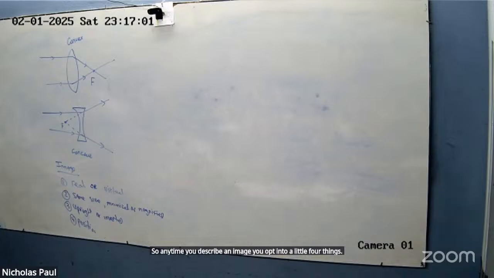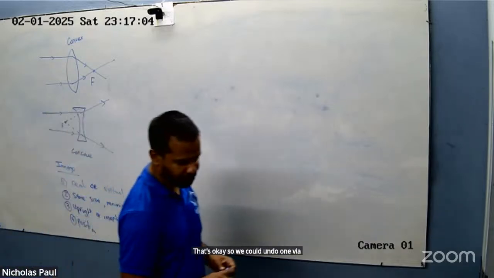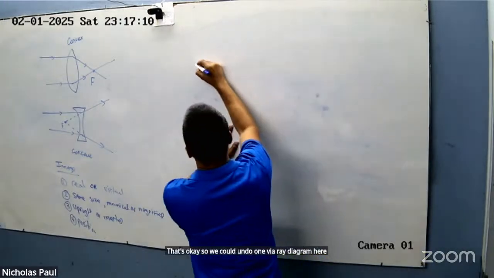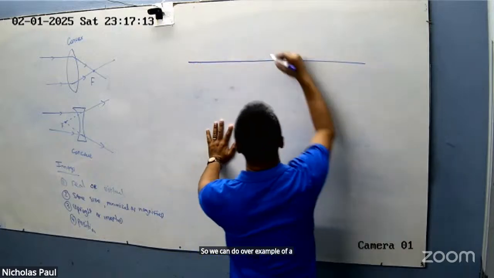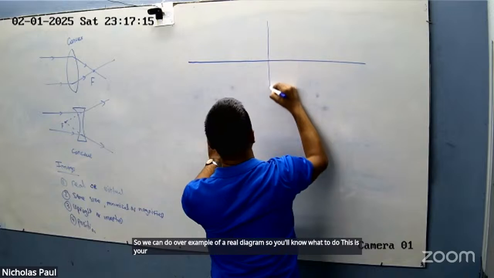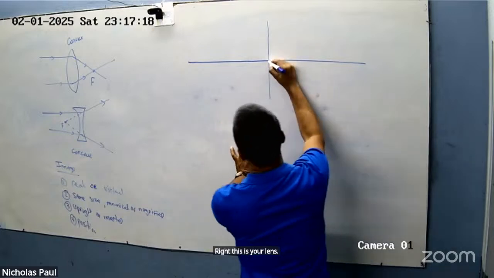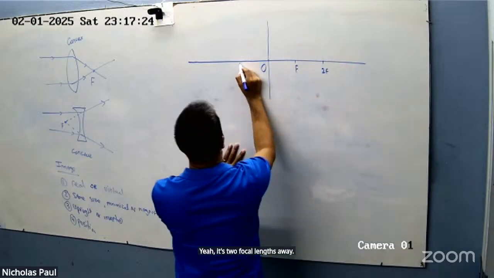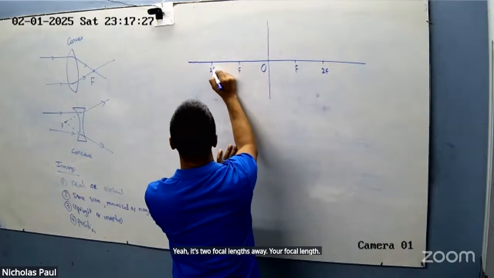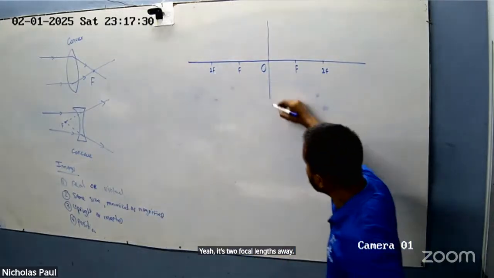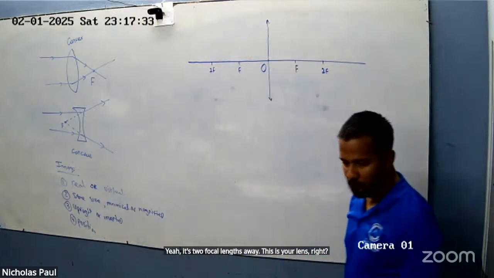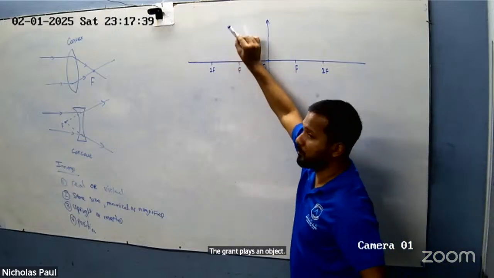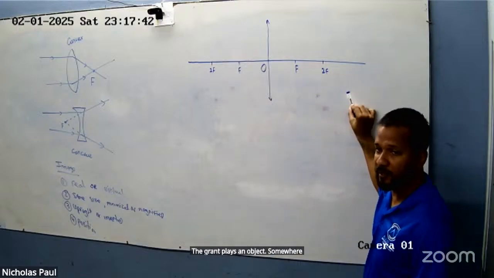That's okay? So we're going to do one via ray diagram here, by example, so you know what to do. This is your lens. Here is your optical center. Here is your focal length. Here is two focal lengths away. Here is your focal length. Here is two focal lengths away. So we're going to place an object somewhere and try to figure out the image.